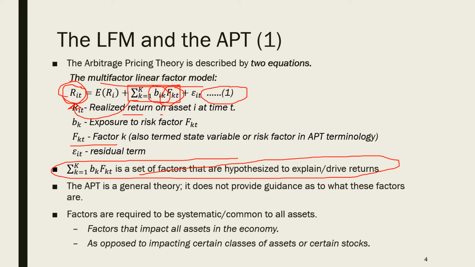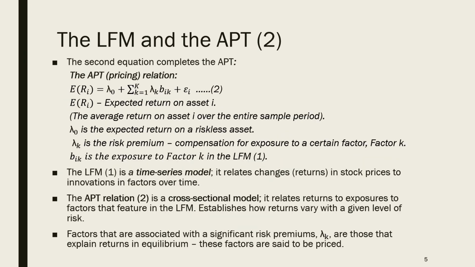We simply remain within this paradigm that we are dealing with so-called systematic factors. Factors that do not only impact a single index or a single stock, but impact the entire stock market. So that is what we are worried about. We are worried about factors that are systematic and common to all assets that comprise a given stock market. And then we have the second part of the arbitrage pricing theory.